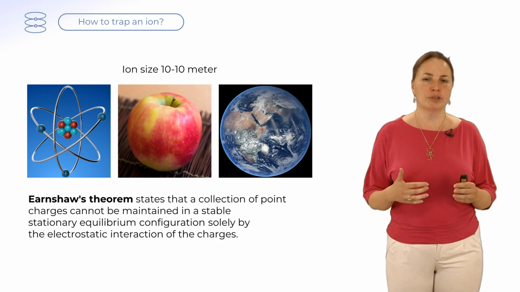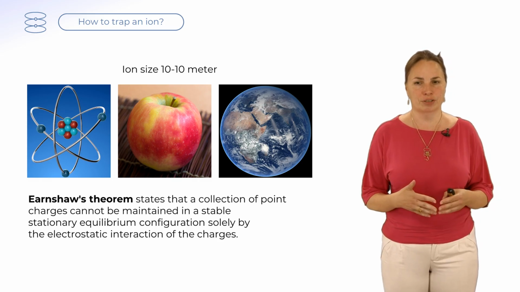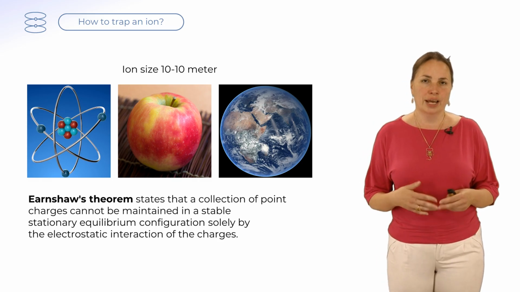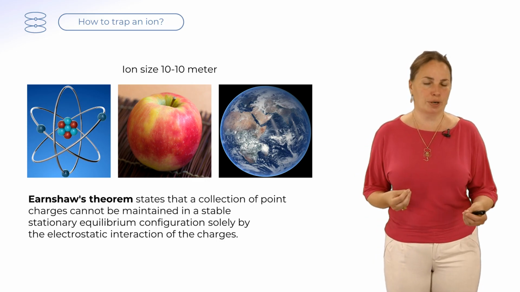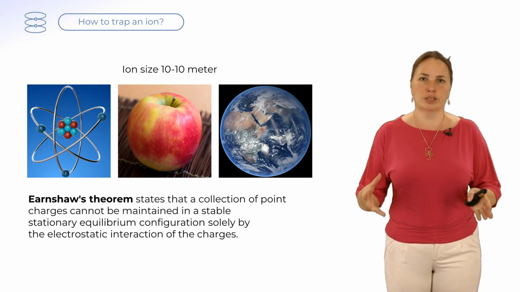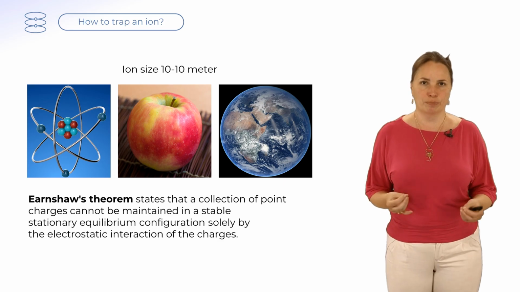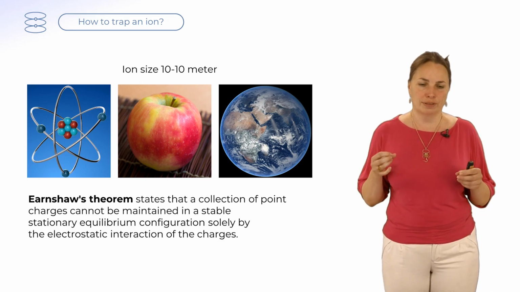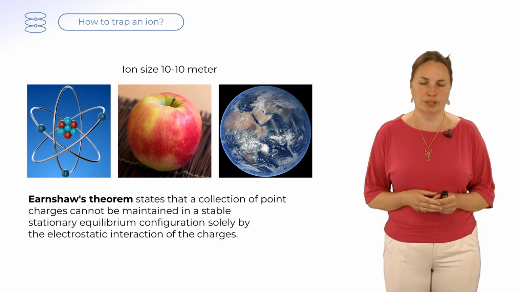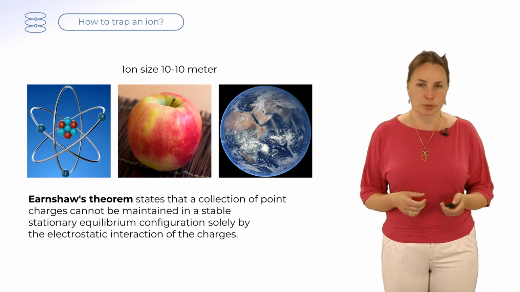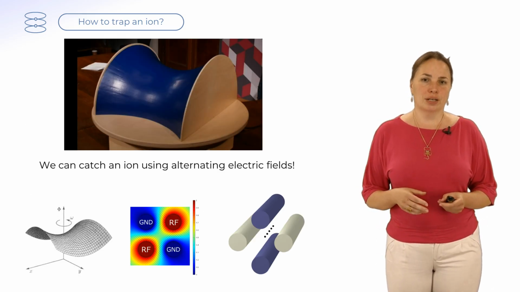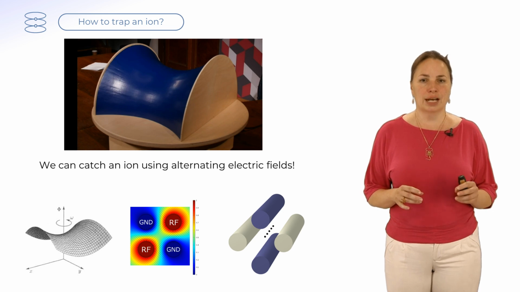But we know from Earnshaw's theorem that a collection of point charges cannot be maintained in a stable stationary equilibrium configuration solely by the electrostatic interactions of charges. It means that we cannot just take some charged parts of metal and surround the ion with such metal parts and make it trapped, right? And somehow confined in the space. It doesn't work.